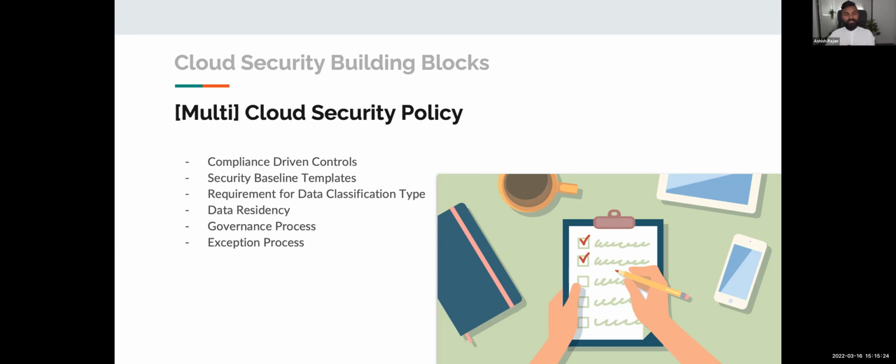So one thing that would save you when you have to deal with multi-cloud is having a centralized baseline template. And apologies if you can hear my dog in the background, the thing from working from home. The compliance-driven control is something that I would definitely encourage you to have.